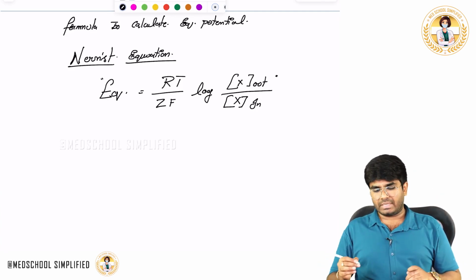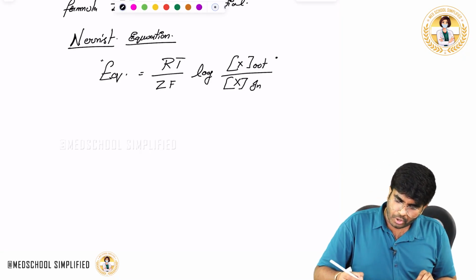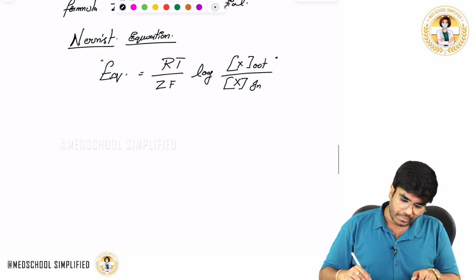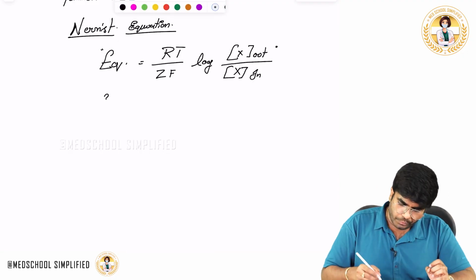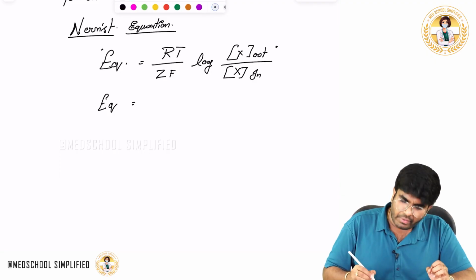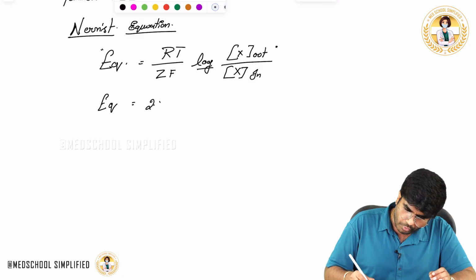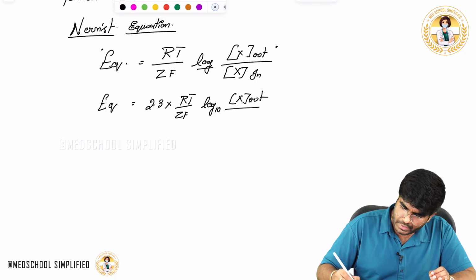Equilibrium potential is equal to RT by ZF, those are the constant things, times log of the concentration of the ion outside the cell and the concentration of the same ion inside the cell. Now we can understand it better. Listen carefully. This is a natural logarithm, and I am converting it into log base 10, so I am multiplying by 2.3: 2.3 RT by ZF log base 10 of the concentration of the ion outside the cell by the concentration of the same ion inside the cell.